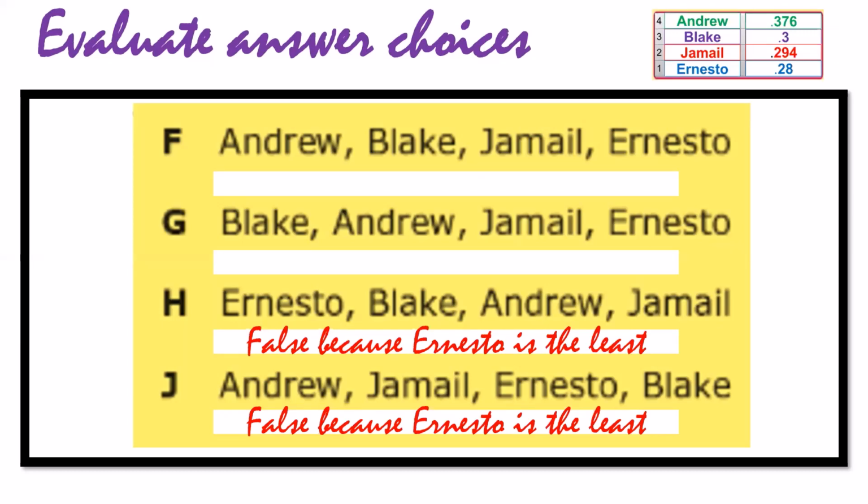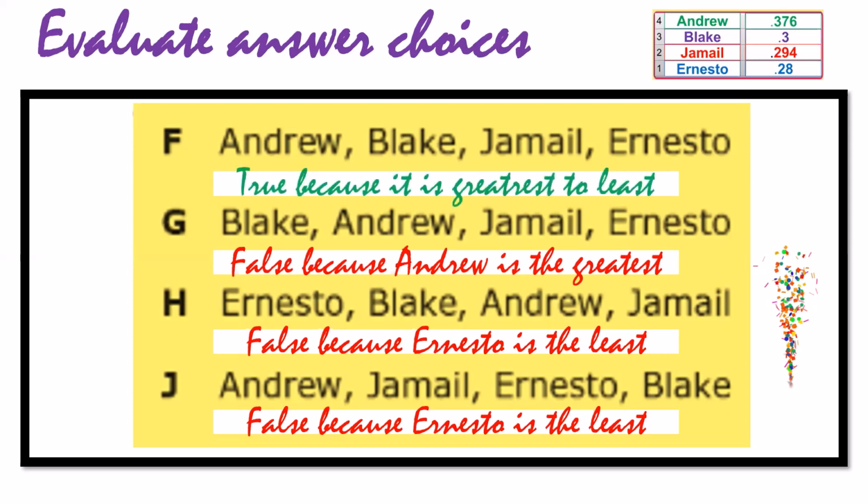Let's try G. G will be false because Andrew is the greatest. And F. F is true because it is listing all of the values from greatest to least.